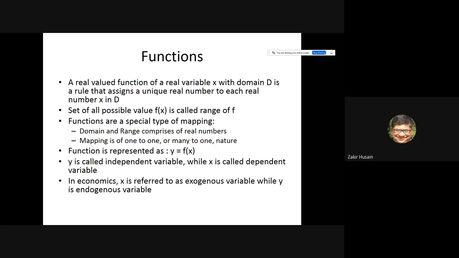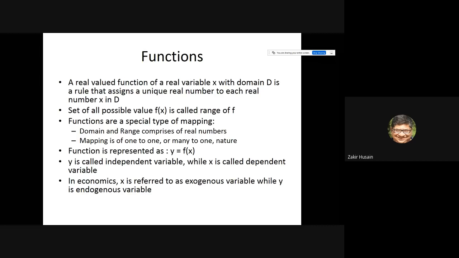So suppose we have a real valued function of a real variable X. X is a real number and its domain, the set of all X's, is given by a set D. So a real valued function is defined as a rule that assigns a unique real number to each real number x in D. So that means if I take a real number x, the function will suggest a rule such that if we apply it to x, we will get a corresponding y. So if we apply it to x1, we will get a corresponding y1. The set of all possible value fx is called the range of f.